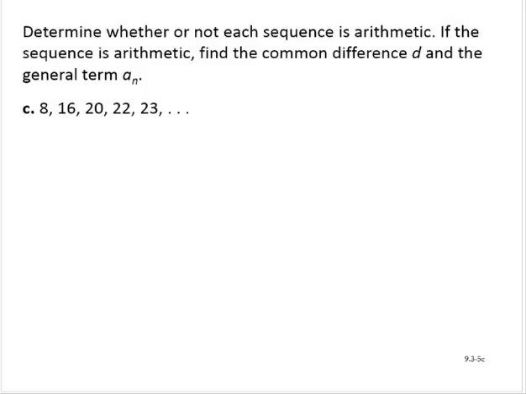Exercise C, we're given 8, 16, 20, 22, 23. So let's see, 16 minus 8 is 8, 20 minus 16 is 4. This is not arithmetic.